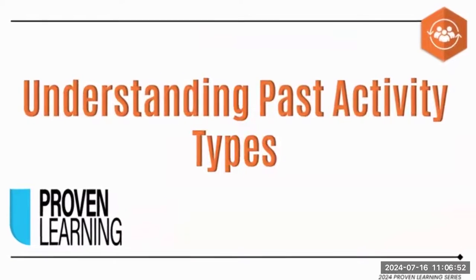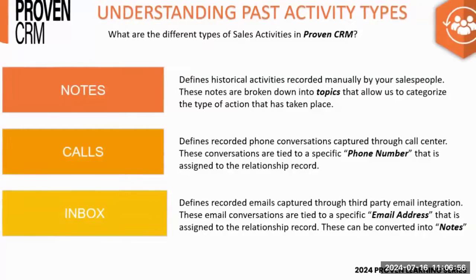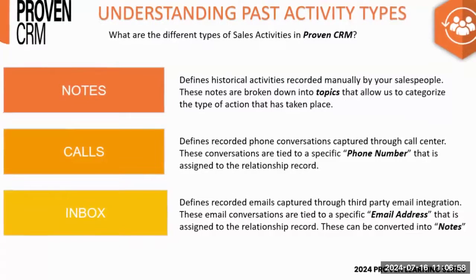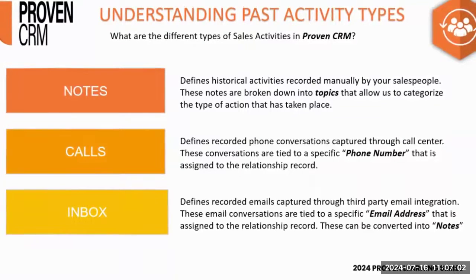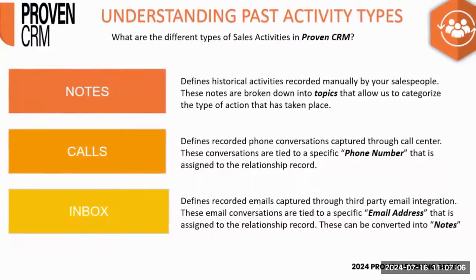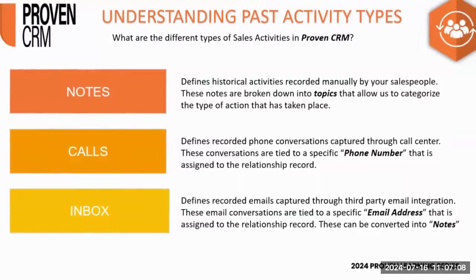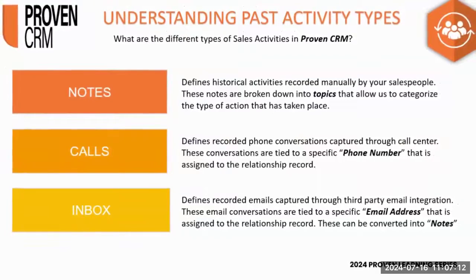Let's explore the different types of past activities. Notes refer to historical activities recorded manually by your salespeople. These notes are broken down into topics that allow us to categorize the type of action that has taken place. Calls refer to recorded phone conversations captured through the call center. These conversations are tied to a specific phone number that is assigned to the relationship record.